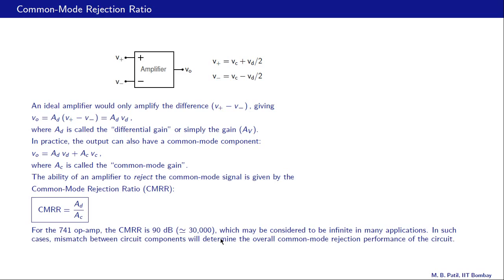And in such cases, the circuit as a whole may still have a much smaller CMRR, and that is because there could be mismatch between circuit components. For example, resistance values. Some circuits will require two resistances to be perfectly matched, but they may not be because of manufacturing limitations. And in such cases, the mismatch between circuit components will determine the overall common mode rejection performance of the circuit. And we will look at an example of this situation soon.